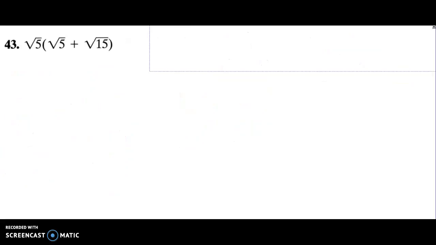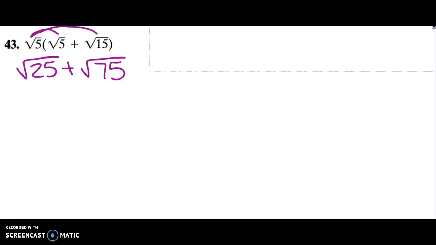Let's do one more. All right, we've got, I like purple. This one's a little more challenging. Square root of 5 times the square root of 5. Now that's the square root of 25. And then we're going to do the square root of 5 times the square root of 15, and that's going to give us the square root of 75. This is a little more challenging. This is not on your quiz today.